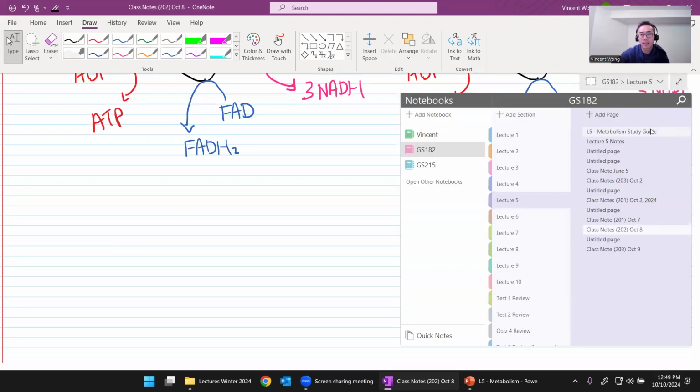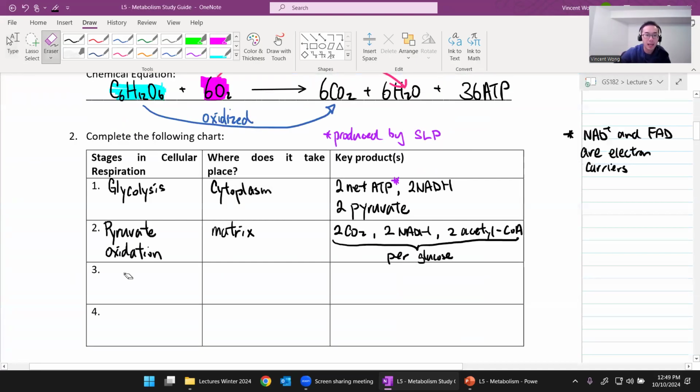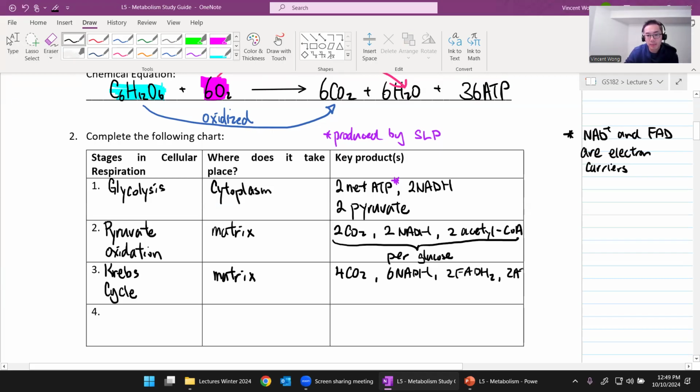Now let's go back to the study guide here for a second and fill in the third row. Okay, so the third row is Krebs cycle. Krebs is a person, by the way. And that happens in the matrix as well. Now the key products, we just wrote it down. So it is 4 carbon dioxide, 6 NADH, 2 FADH2, and 2 ATP. Once again, this is per glucose.